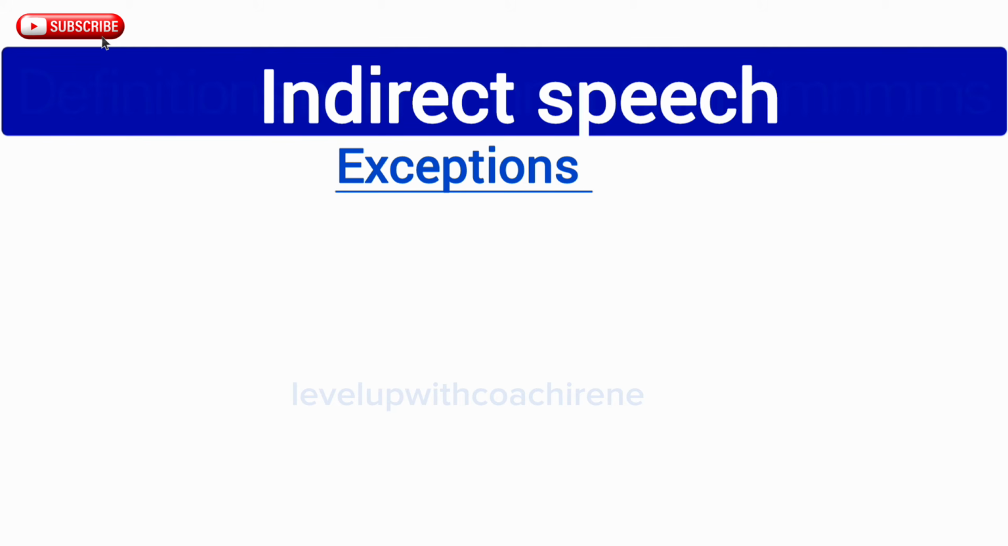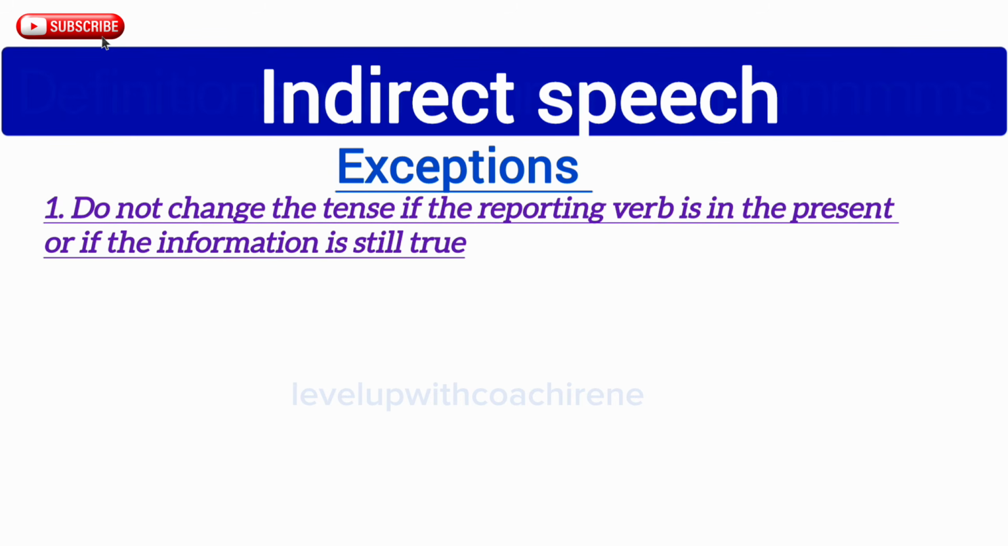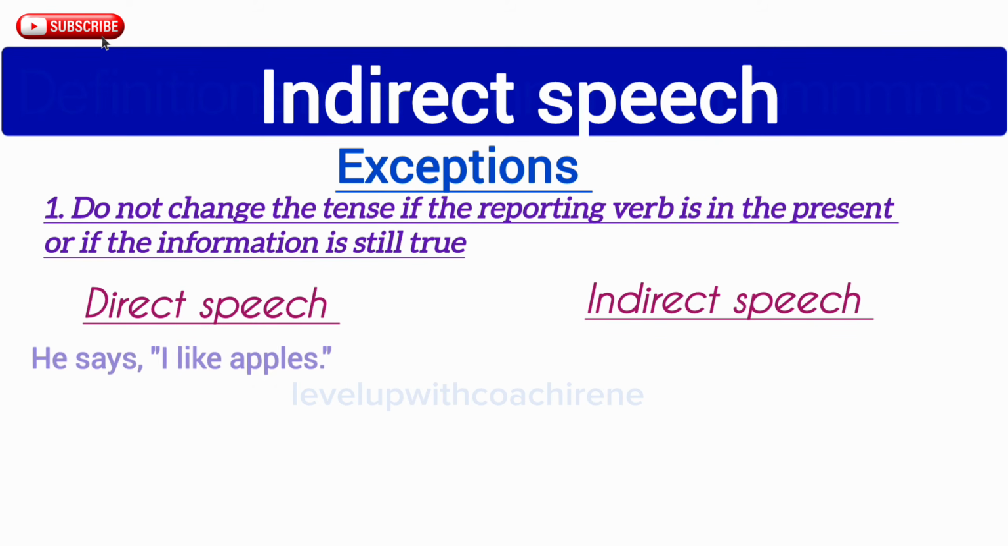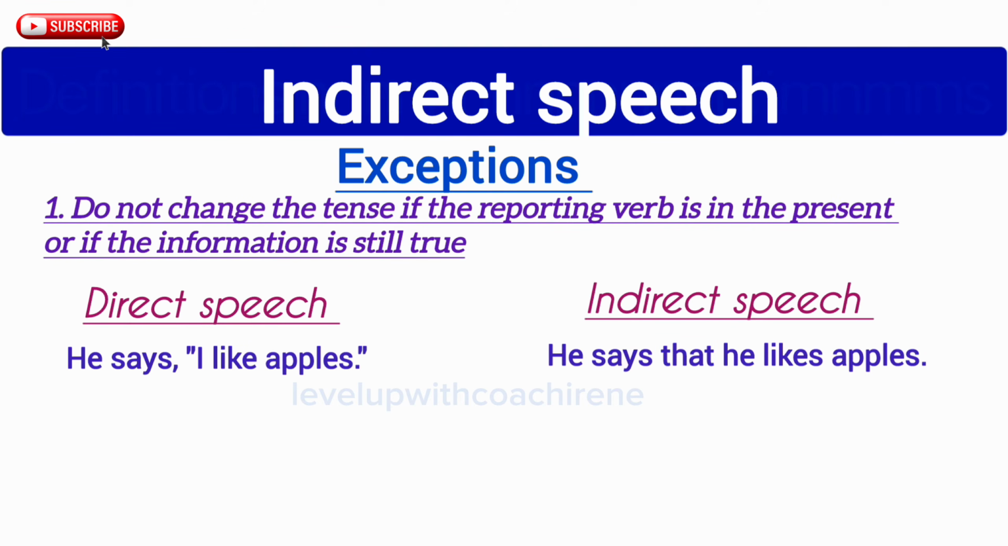Let us look at some exceptions and special cases to the rule of indirect speech. Number one, do not change the tense if the reporting verb is in the present or if the information is still true. For example, for direct speech, we have, he says, "I like apples." When changed to indirect speech, it would be, he says that he likes apples. If you observe, he says wasn't changed because says here indicates that the information is still true.